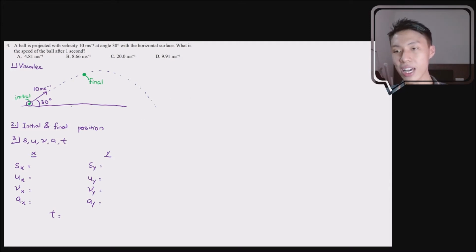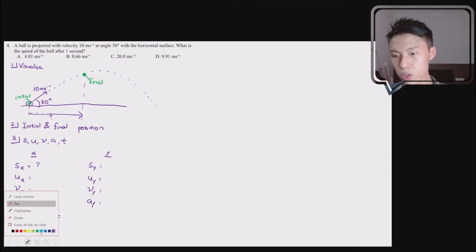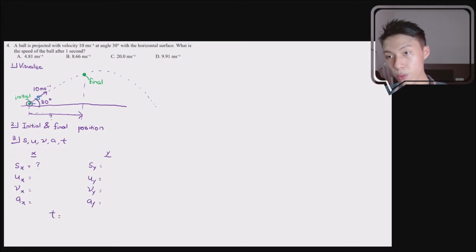Okay, so Sx will be the distance from the initial to the final over here. Do we know this distance? We don't know, so that's why we put a question mark. Ux will be the initial velocity x. So we look at the initial point over here, look at the velocity to find its x component. We need to resolve it into its x component and y component. This one will be ux, this one will be uy. We know it will be a cosine to obtain the x component. So this will be 10 meter per second cosine 30 degree.